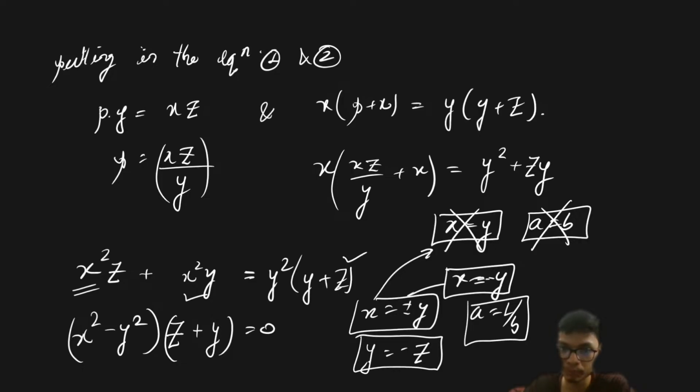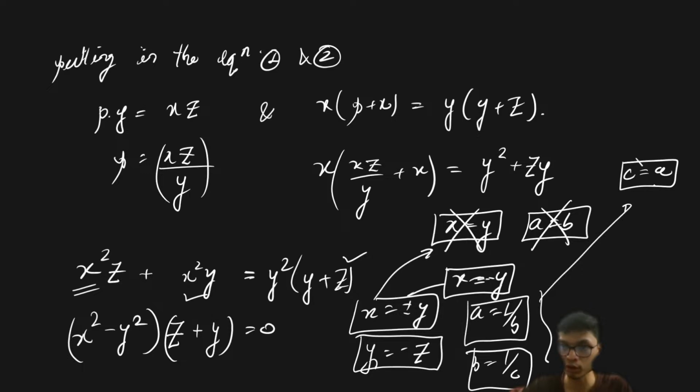And similarly for y is equal to minus z, I will have B is also equal to 1 upon C, right? So therefore, if A is equal to 1 upon B and B is equal to 1 upon C, from this part I will have C is equal to A. So this is also not possible because they are all distinct possible solutions, right? Thus, in the case x equal to minus y, the possible values are b is equal to 1 by a and c is equal to a.